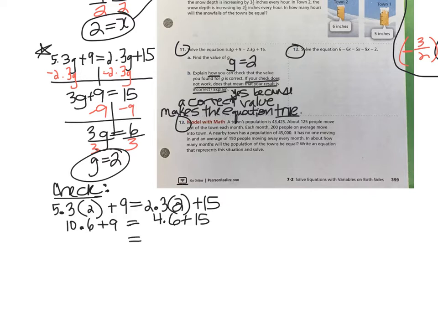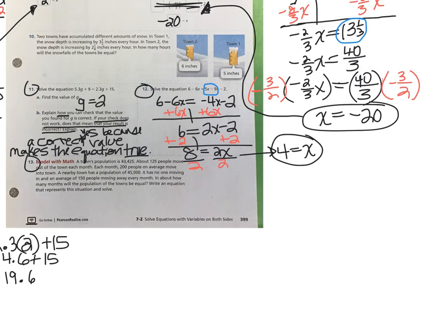So 10 6/10 plus 9 is 19 6/10. And 4 6/10 plus 15 is 19 6/10. So this checks out, which means it's true, which means our solution of G equals 2 is correct. Now do the same thing on question 12. Solve for X, and then come back and check your answer when you're finished. Okay, go ahead and take a look at number 12, and you should have gotten X equals 4. Check your work before you go on to number 13.